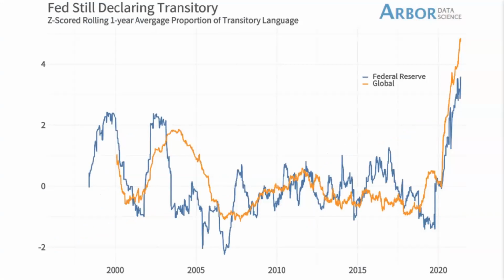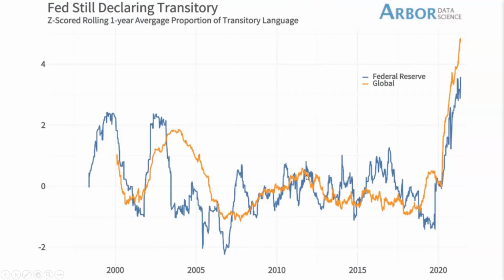And so all this has been reflected in how the Fed has been talking. This is an analysis by Arbor, and it looks at, in blue, the usage of the language "transitory" as it relates to inflation, measured on a historical basis, and then looks at its standard deviation. The higher the blue line, the more they use transitory in their language; the lower the blue line, the less they use it.